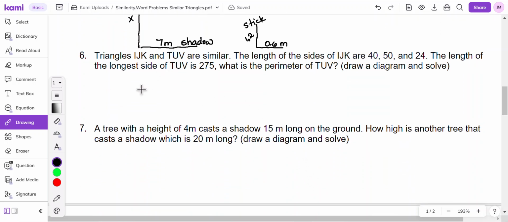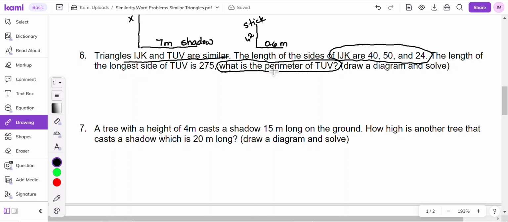Okay. So why don't you give it one reading, two readings, three readings to circle your numbers. The second reading is to understand what's going on, and the first one is just to shock yourselves, okay? I read it diligently three times, and I focus on the information. They have told me that these two triangles are similar. They've given me the sides of IJK. They've given me one side of TUV, the longest side, and they want the perimeter of TUV.